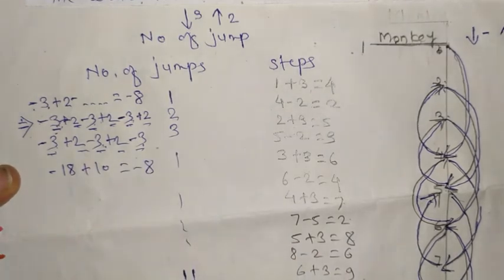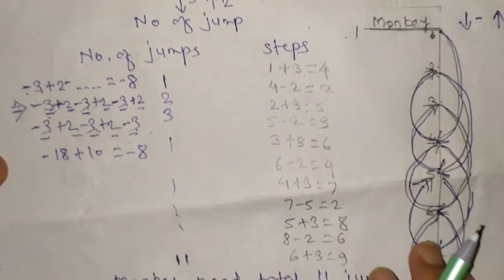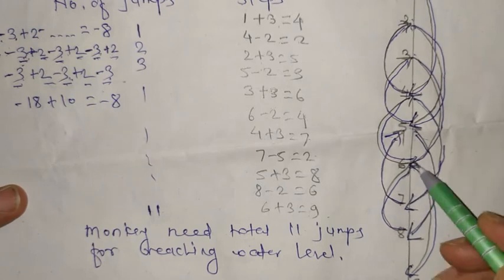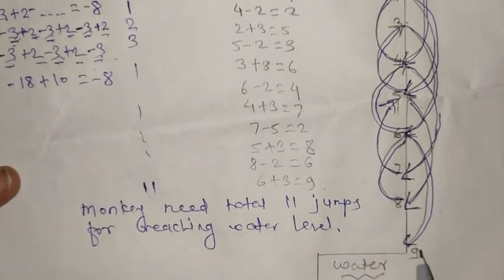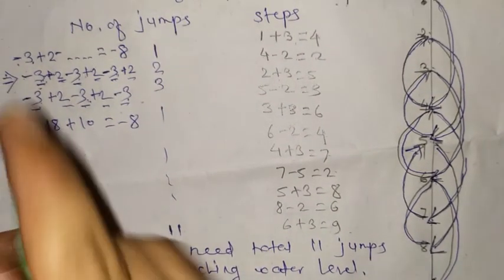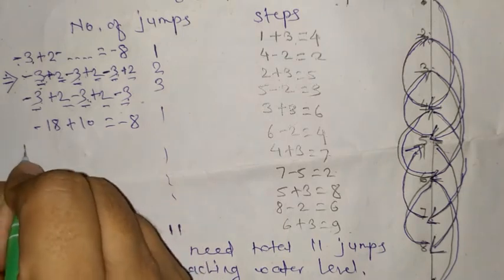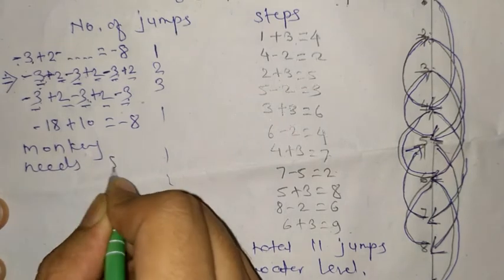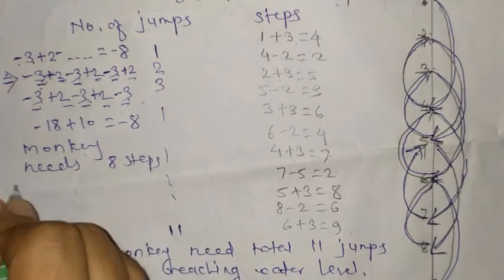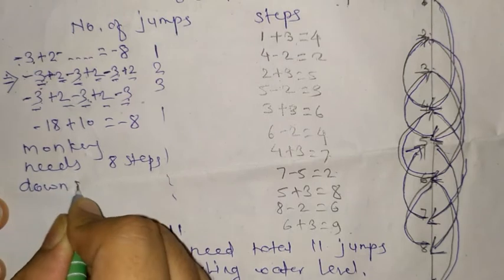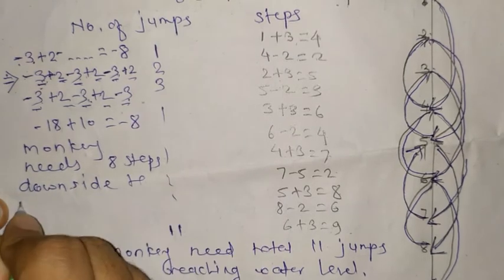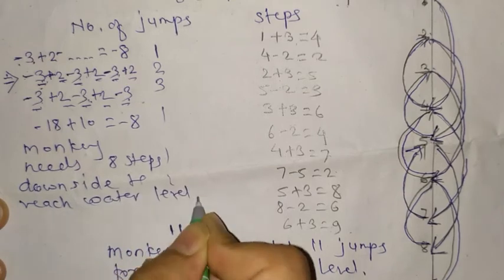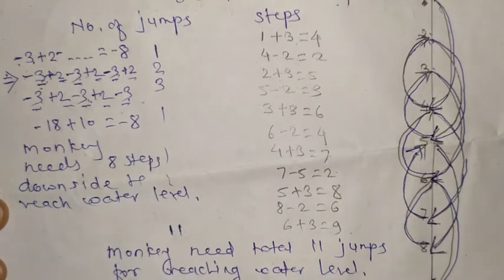So here -8 means, friend, the monkey needs 8 steps downside. You calculate: this is 1, 2, 3, 4, 5, 6, 7 and downside 8. So here you can write the meaning of -8. -8 means the monkey needs 8 steps downside to reach water level. Means here you can write the meaning of -8.